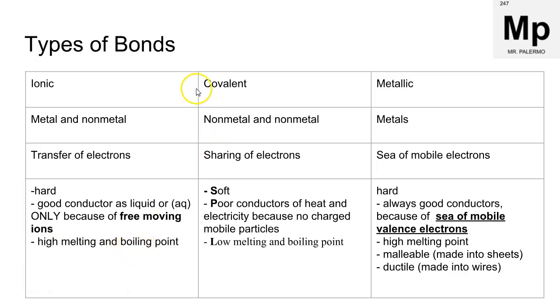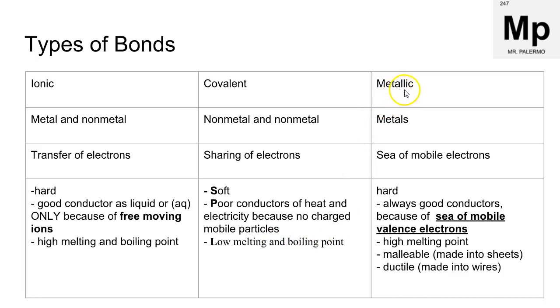Covalent compounds: co means share, valent means valence, so they're sharing valence electrons. This occurs between nonmetals. Because nonmetals have similar electronegativities, they have a similar attraction for electrons. No one wins this kind of game of tug of war, and so they end up sharing these electrons, either equally or unequally. And the resulting properties: they're typically soft, they're poor conductors of heat and electricity because they don't have charged particles like the ionics do. And they have a low melting and low boiling point.